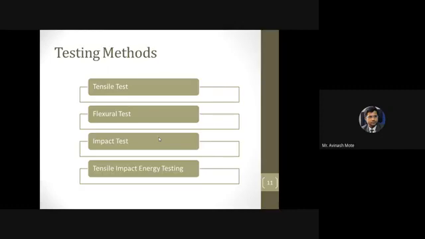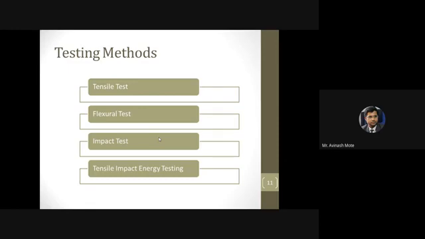Okay, now the testing part. These are some basic tests. You may have seen these tests in your SOM, in your EMD2, and machine design also. Similar kinds of tests which you may have seen for metallic materials, the same kind of tests are used for plastic also. So these four basic tests we are going to study.